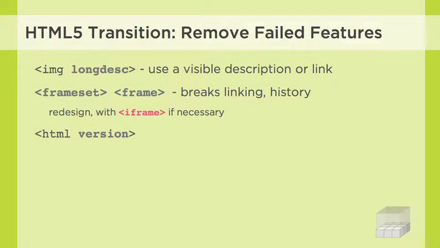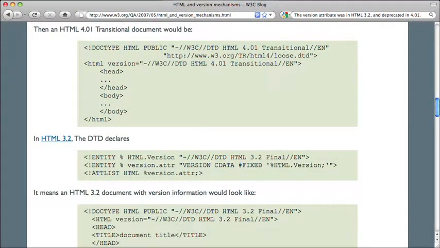Here's another attribute you probably didn't even know existed, the version attribute on the HTML element. What does it do? Almost no one knows, because browsers never actually did anything with it. So if you happen to use that in your code, just get rid of it. It wasn't doing anything anyway.